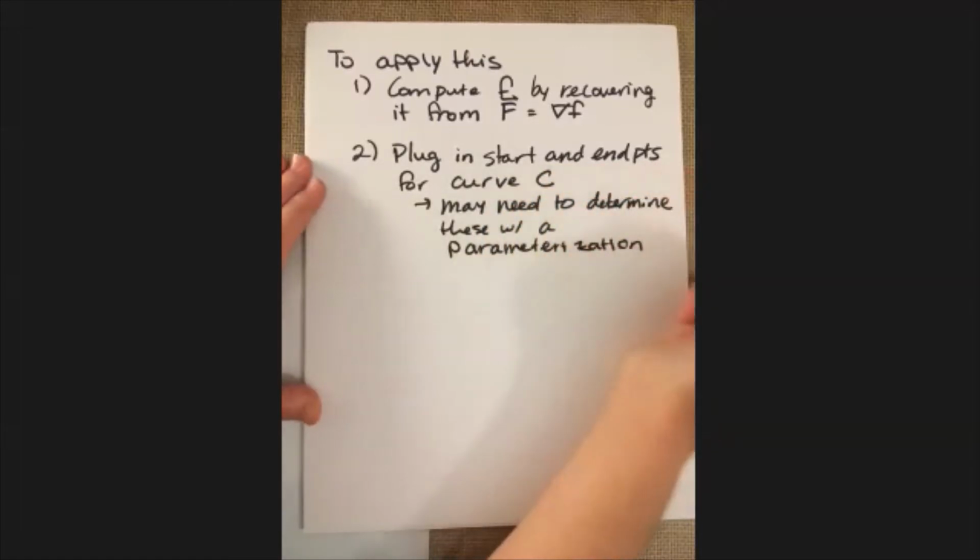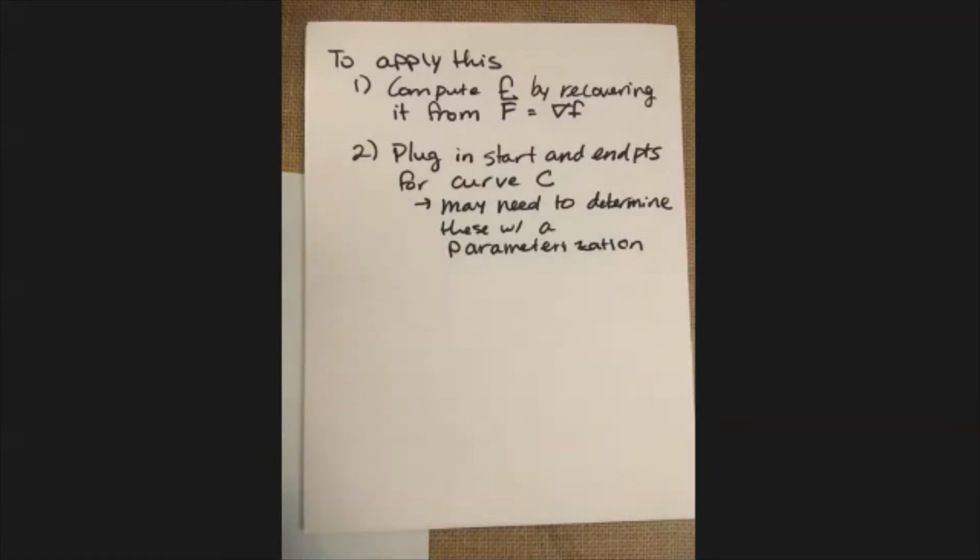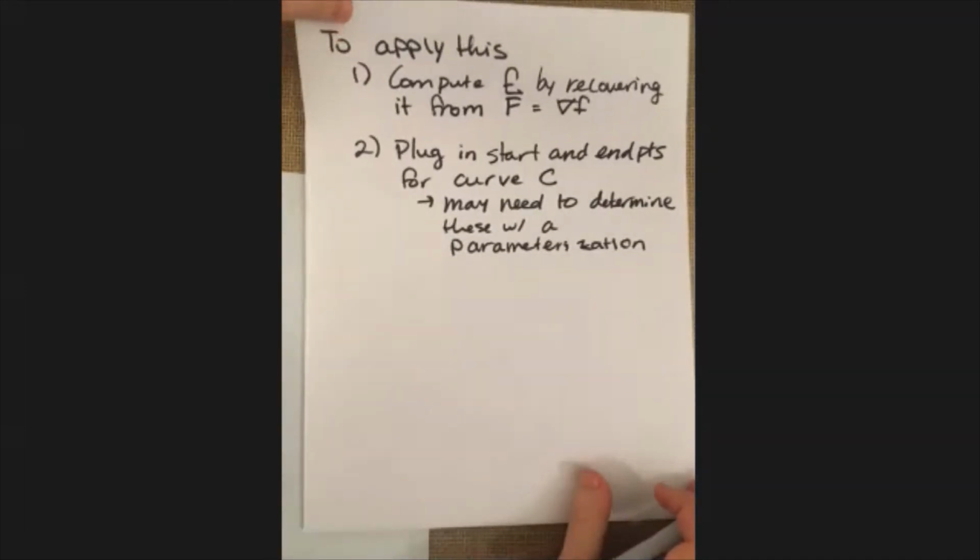But one nice thing about this is that, yeah, maybe you still have to do the parameterization, and you have to recover your potential function, but it saves you from possibly having to do a really nasty integral after you take that dot product that pops up with our typical equation for working with the line integral in a vector field. So let's go ahead and work some examples and practice applying this really nifty theorem.